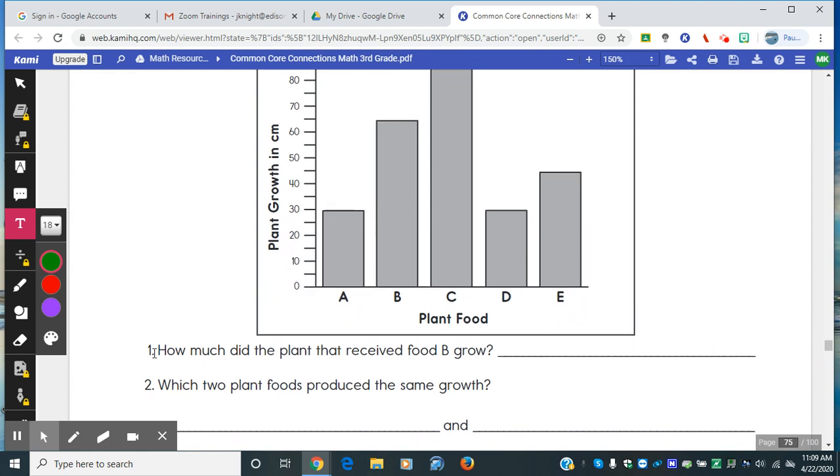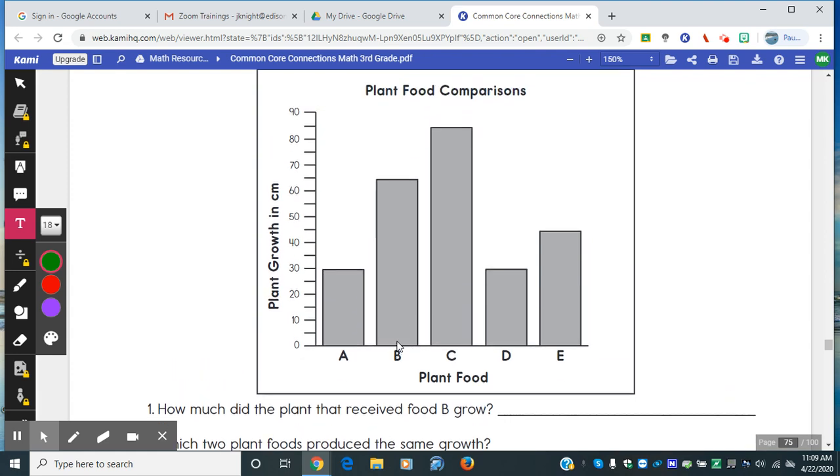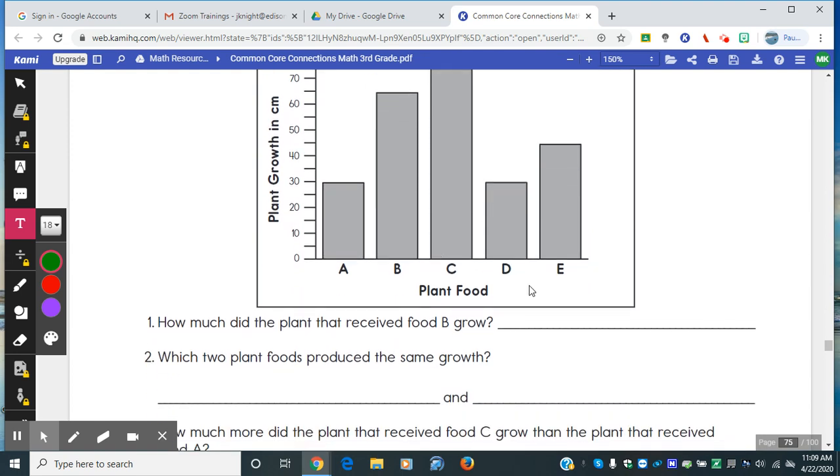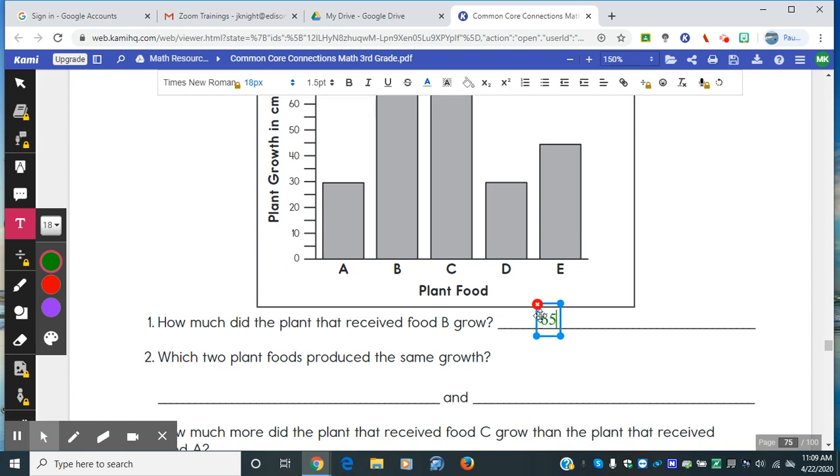The first question asks, how much did the plant that received food B grow? So I'm going to find food B, and I'm going to follow that all the way up. And then I'm going to go across, and I notice that it stops right between the 60 and the 70. So I've got to ask myself, what number is right between 60 and 70, halfway between? What number is that? If you said 65, you're right. So it grew 65 centimeters.